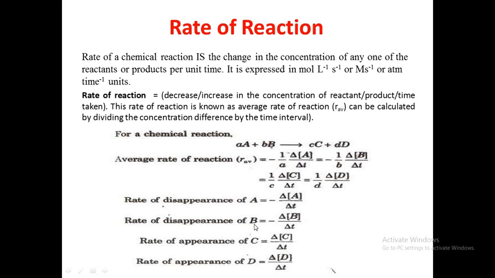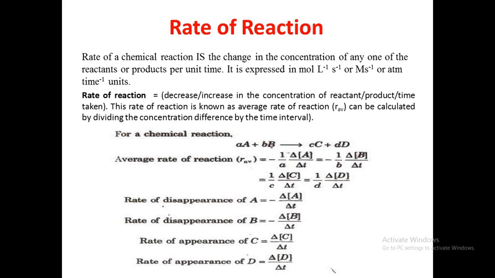Again, when we consider the reactant B, then rate of disappearance of B, okay, equals minus delta B divided by delta t, okay. Again, in the chemical reaction, C will appear, hence rate of appearance of C, when the change in concentration is delta C, is delta C divided by delta t. Delta t is the time taken. Again, rate of appearance of D equals delta D divided by delta t. So these are the rates with respect to reactants and products.